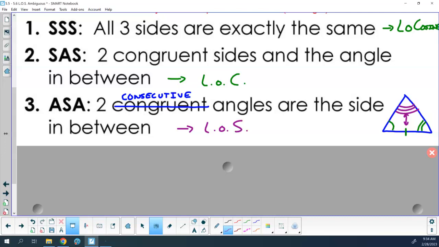So this is a law of sines case. Okay? We'll have some of those, but this one will only produce one triangle.